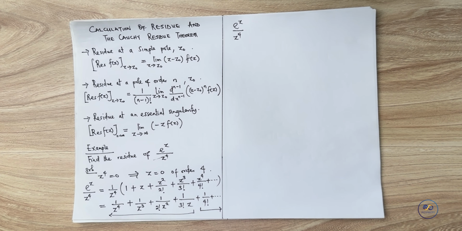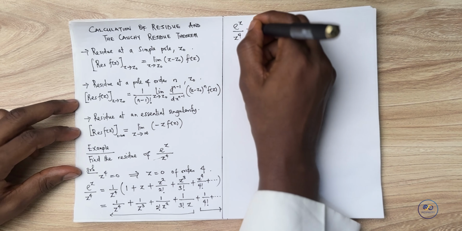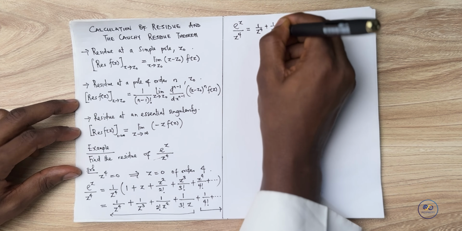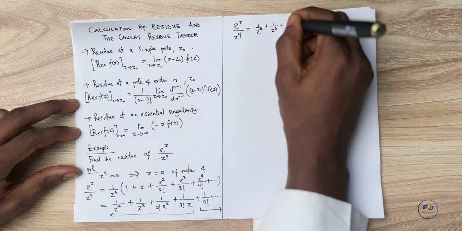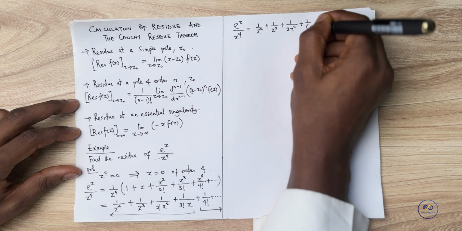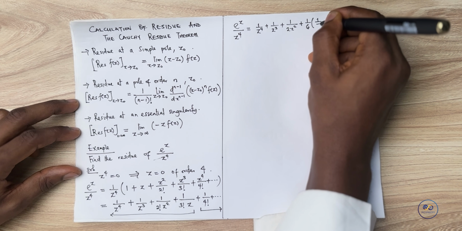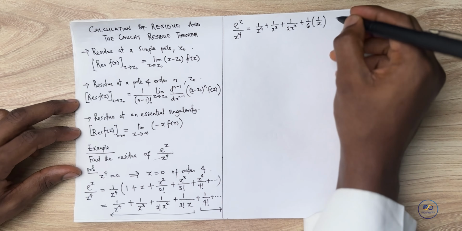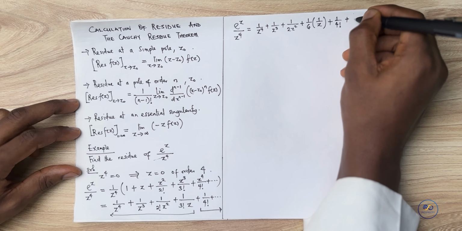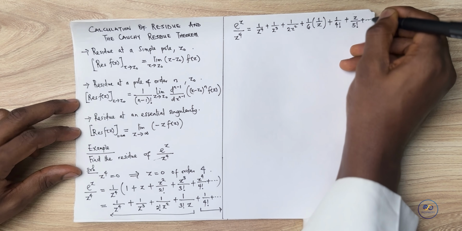part, we would see that from this enclosure, and I'll write it clearly, we have 1 over z raised to the power 4 plus 1 over z cubed plus 1 over 2z squared, then plus 1 over 6, 1 over z, which is this term, and then you have 1 over 4 factorial, right? And then you have 1, and then you have z over 5 factorial, and it goes on.